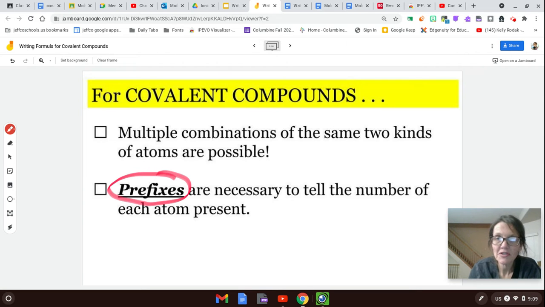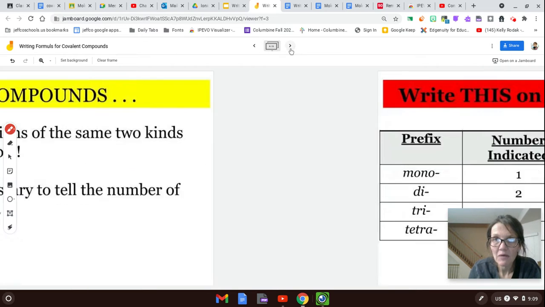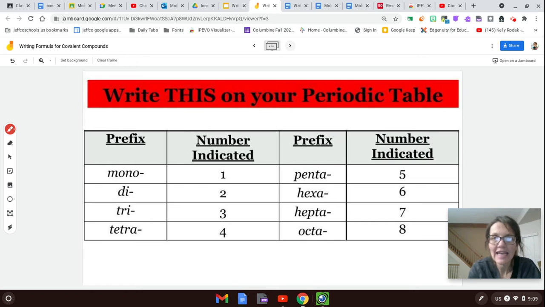Okay, now what I want you to do is get out your periodic table, and I want you to write this table down on your periodic table. Go ahead and pause the video for a second. Get that written down on your periodic table, either on the front or the back. It doesn't matter, but write this down. Okay, good. So you have that all written down. Again, you were supposed to pause the video, so get that all written down.